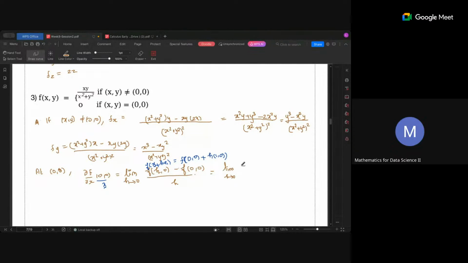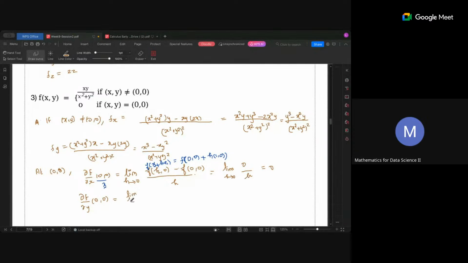You will have 0 by h, which is 0. Okay. And what about dou f by dou y at 0, 0? It becomes 0. f of h comma 0, we will put in the above formula, right? Cube minus x square. Okay.